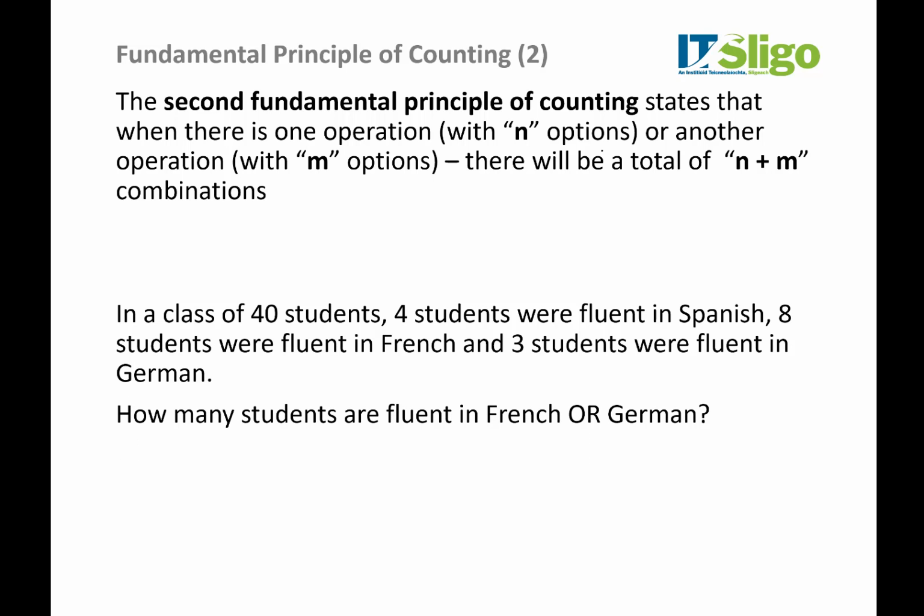How many students are fluent in French or German? So in this case, we're simply saying, well, how many students are fluent in French? There are 8. Or German, there are 3. When we see the word or, we add. So 11 students are fluent in French or German. Now I know it seems really obvious, but just bear with me. We build on this in the second lecture.